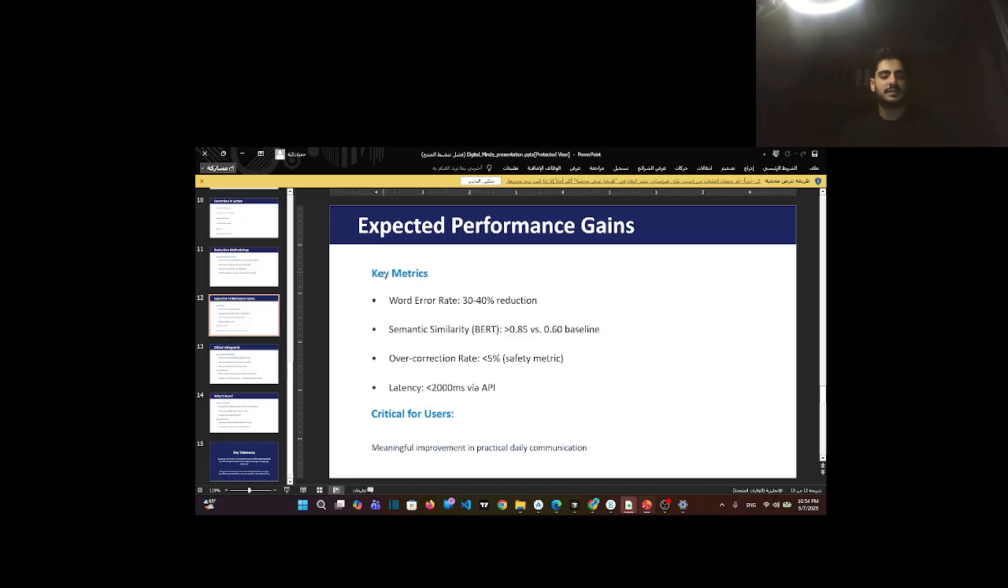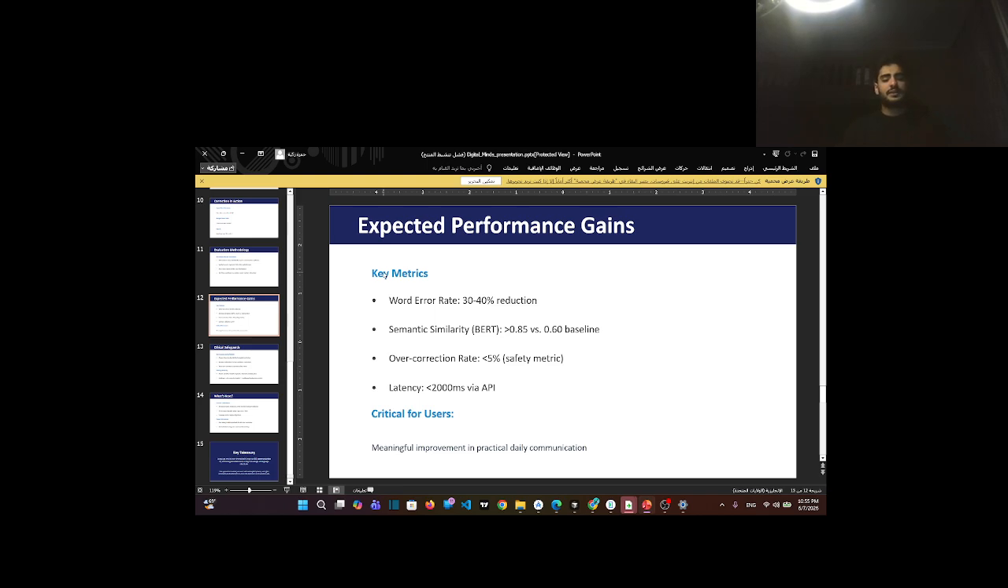So, slide 12, expected performance gains. The expected result is a clear improvement in communication quality. The main metric is word error rate, and the expected reduction is around 30 to 40%. Another metric is semantic similarity using BERT-based evaluation. The goal is to reach semantic similarity above 0.85 compared to around 0.60 for the baseline. This means that even if the exact words are not perfect, the corrected sentence should preserve the intended meaning.